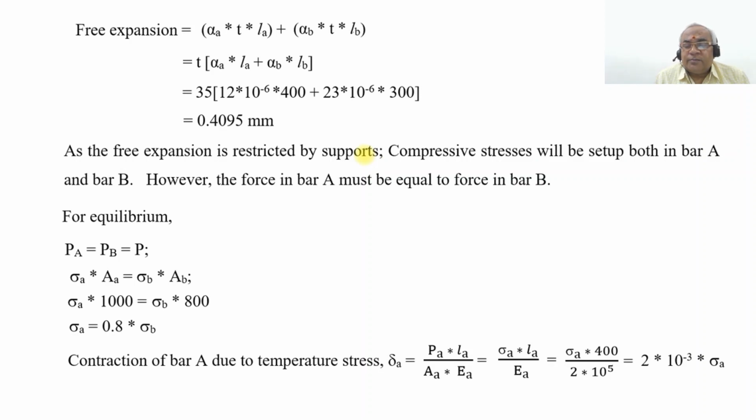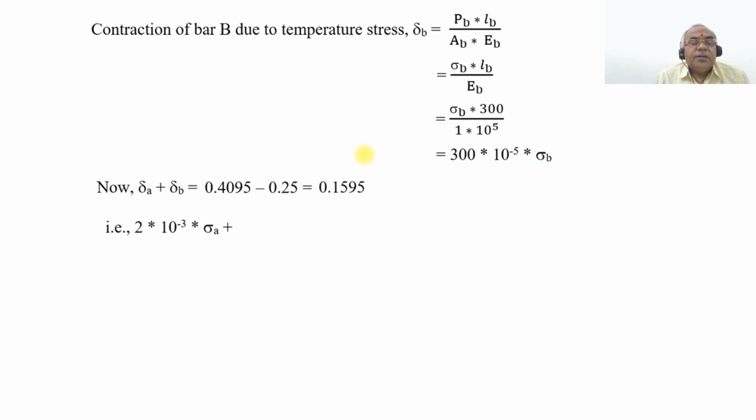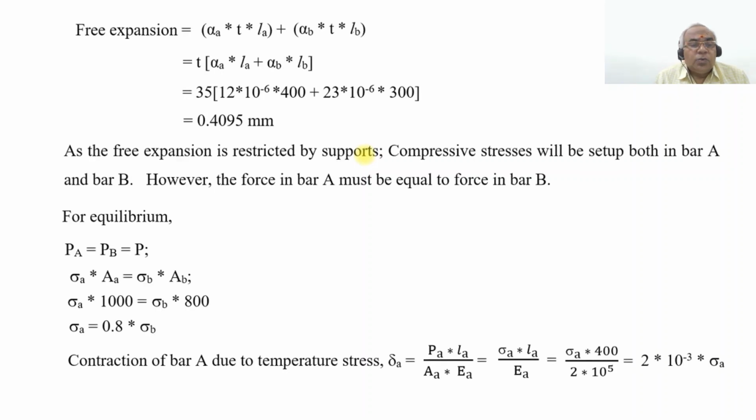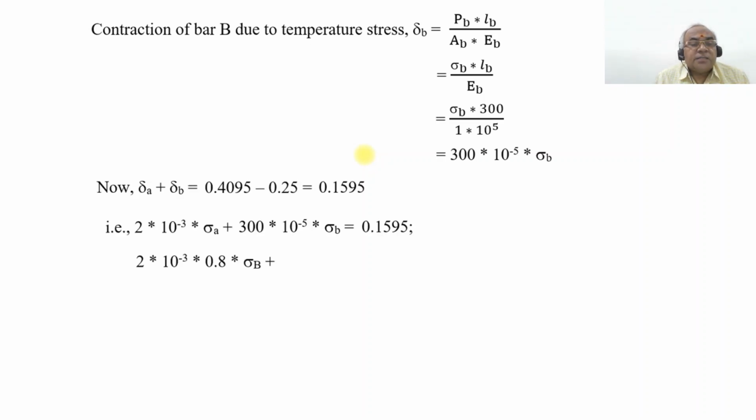So delta A is 2 into 10 to the power of minus 3 into sigma A. Take that value and substitute here: 2 into 10 to the power of minus 3 into sigma A plus delta B, which is 300 into 10 to the power of minus 5 into sigma B, will be equal to 0.1595. So what is sigma A? Sigma A we got from here, which is 0.8 into sigma B. So you substitute the value of sigma A: 2 into 10 to the power of minus 3 into 0.8 into sigma B plus 300 into 10 to the power of minus 5 into sigma B will be equal to 0.1595.